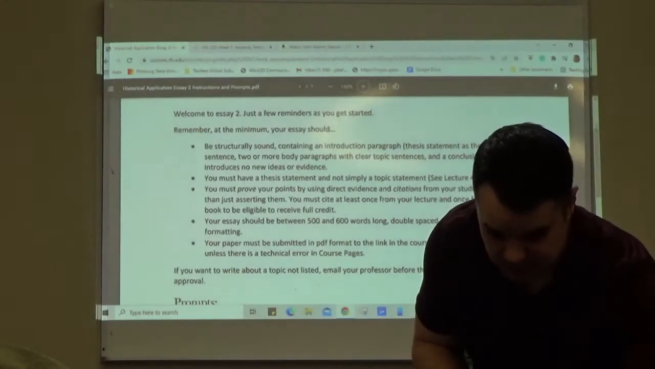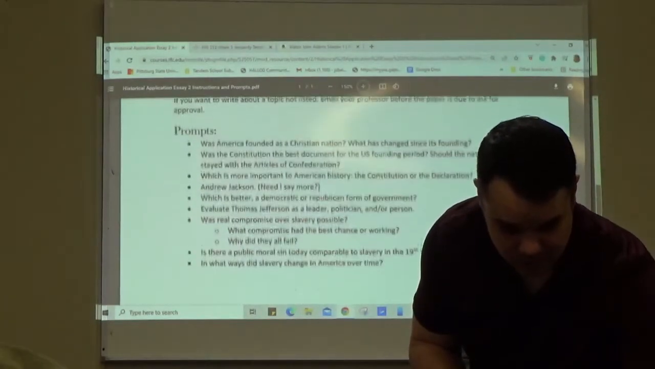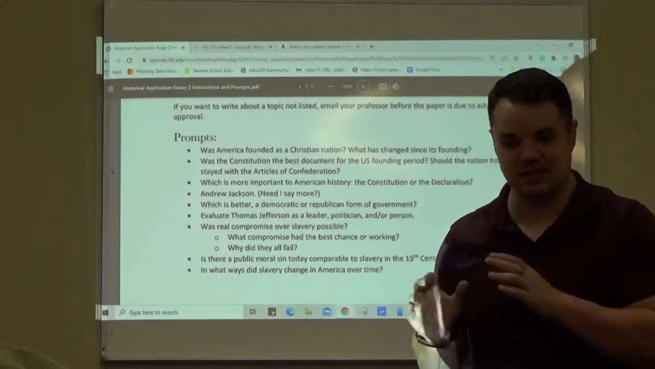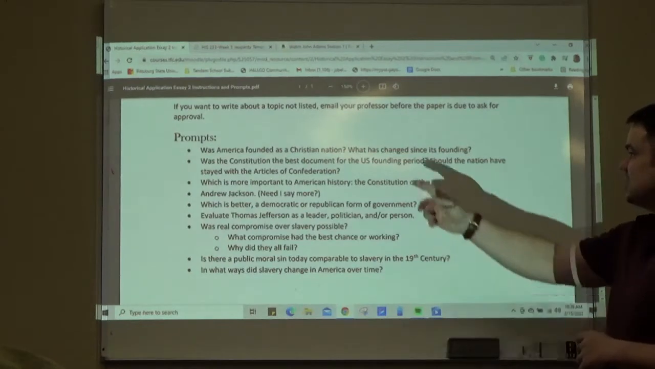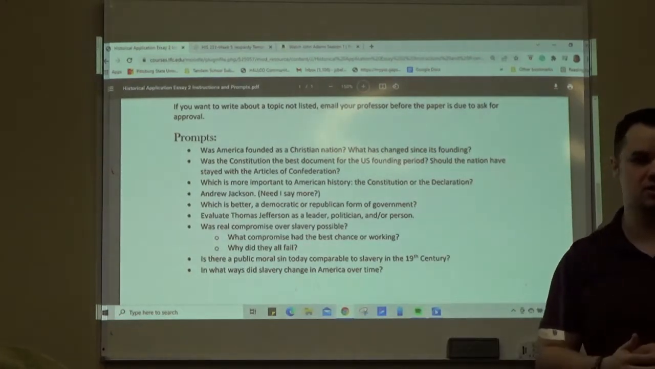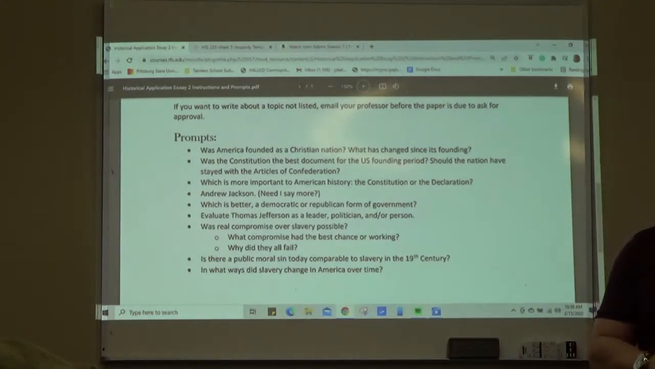All right, so here are some of the topics that you can pick, and I really like some of these topics. I think these are going to be a little bit more fun than the first ones. Was America founded as a Christian nation, and what has changed since its founding? This is a really good one, especially with what we've been talking about with the founding fathers. Were they all Christians? Did they at least respect the Christian ideology?